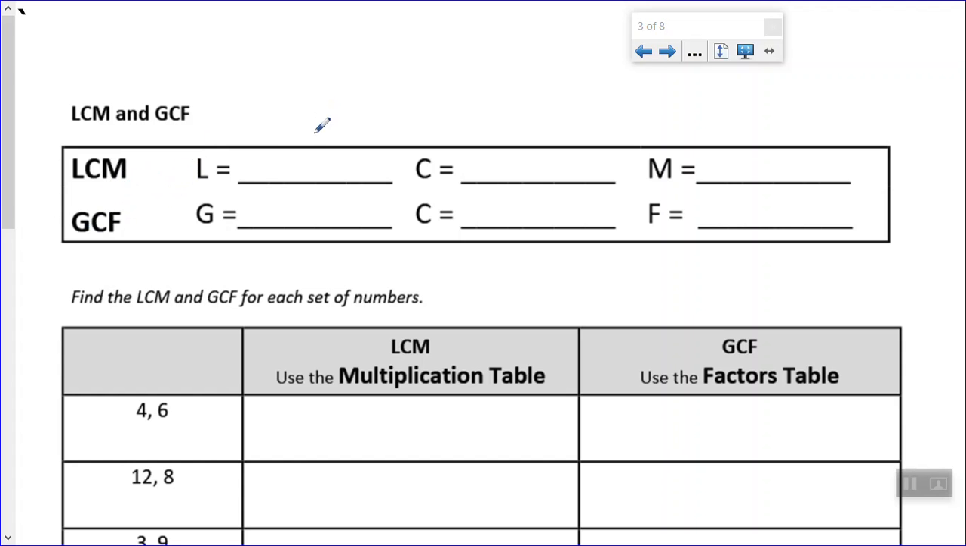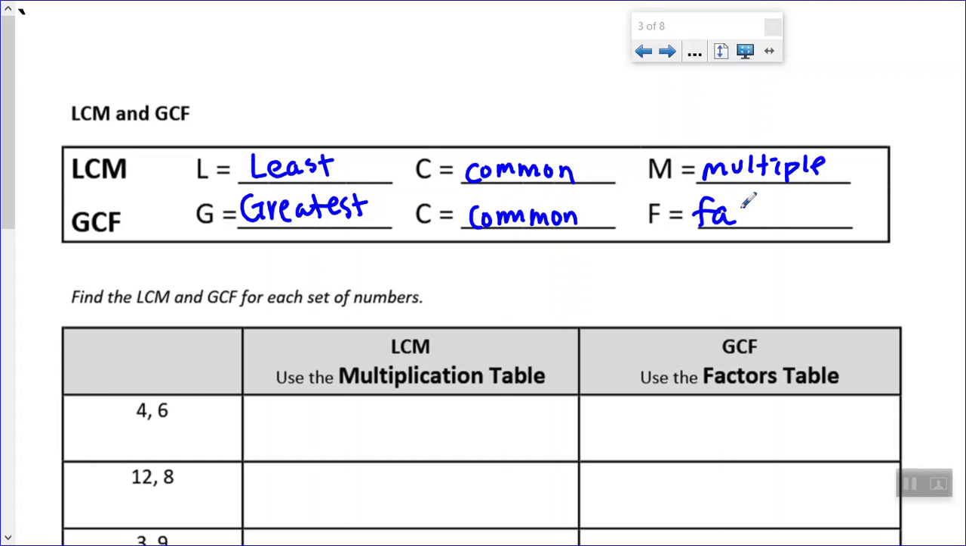LCM represent? L is for least, C is for common, M is for multiple. And GCF stands for greatest common factor. So for LCM, you can use the multiplication table. GCF, you can use the factors table.